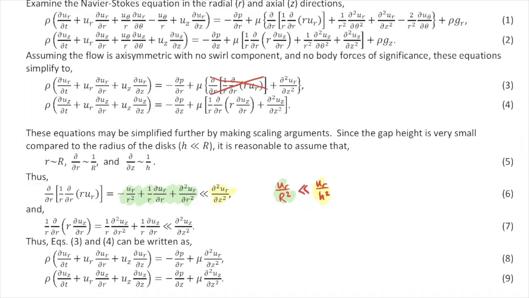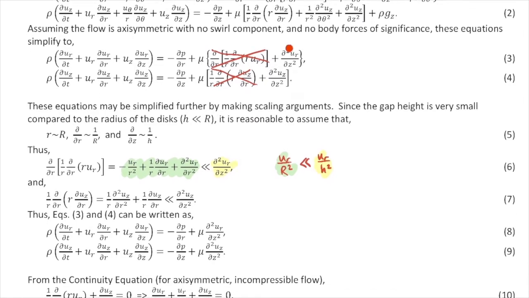And you can do a similar thing for the z Navier-Stokes equation. That's what this line is. It's the same kind of argument. This is the first viscous term right here, expanded out. Here's the second viscous term right here. It's the same kind of argument, but just for the u z component of the velocity. So this term can also be neglected because it'll be much smaller than the second viscous term. If we make those arguments, then our equations 3 and 4, our Navier-Stokes equations, can be simplified a little bit further down to here. And we're going to actually simplify it even further.